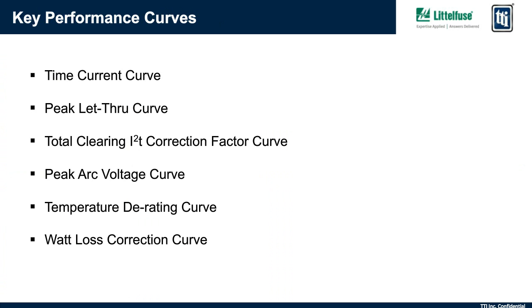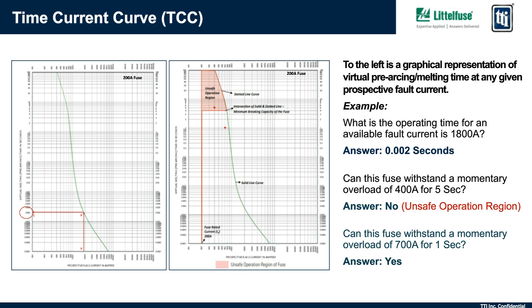So some of the key performance characteristics that we want to cover are shown here in this snapshot. These 6 curves are the most commonly used by individuals that perform high-speed fuse selection. So the first curve to discuss is the time current curve, or TCC as many people call it. A TCC represents the inverse relationship of time and current for fuses, illustrating how the pre-arcing or melting time of a fuse decreases with an increase in prospective symmetrical overcurrent.